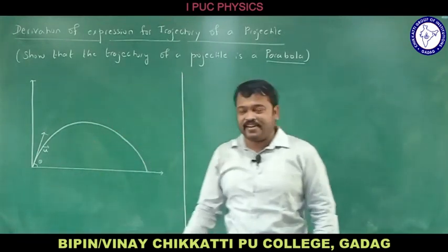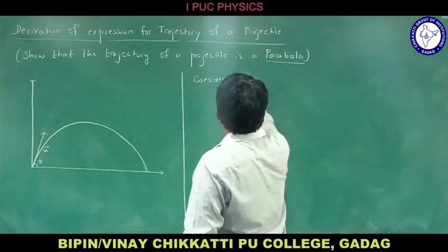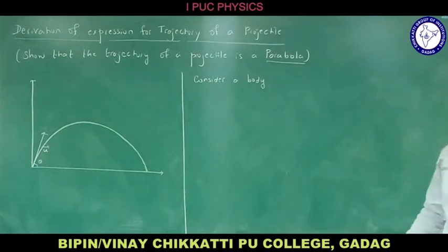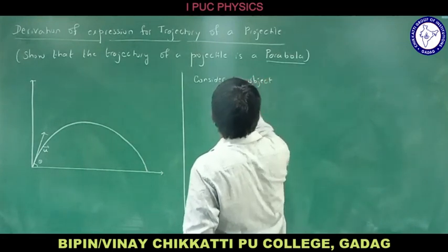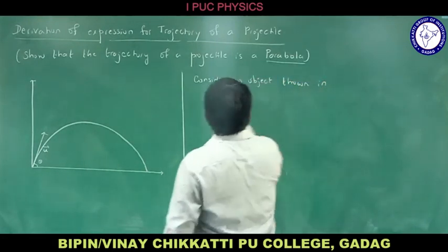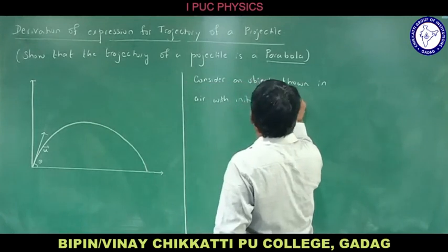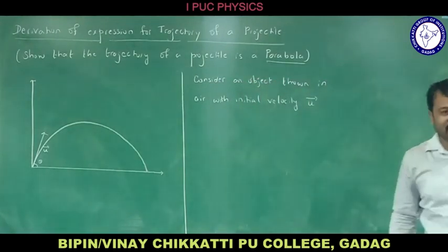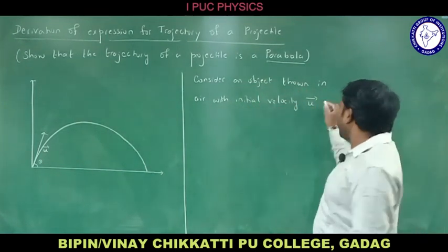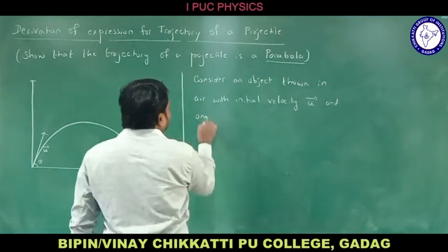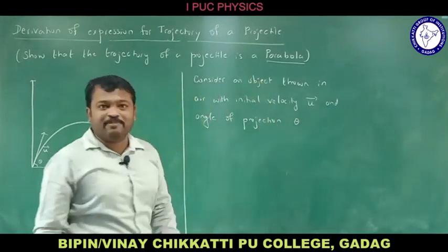Let me start with the derivation, right? What did I consider? Consider a projectile, consider an object or a body thrown in air with the initial velocity, what is the initial velocity? U, we know that. And angle of projection. What is the angle of projection here? Theta. Let me begin the derivation like this.